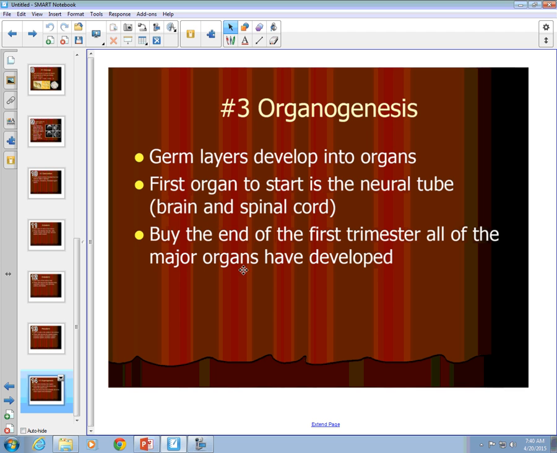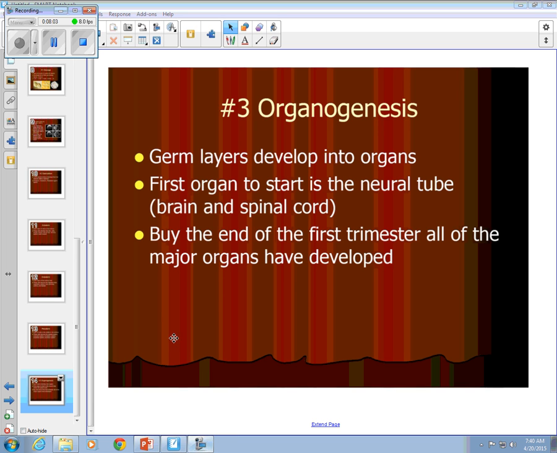And by the end of the first trimester, so around month 3, beginning of month 4, all of the major organs have developed. They're all there. They can't function on their own, and they're really, really small, but they are all present in the fetus, and that's what we call it at that point.